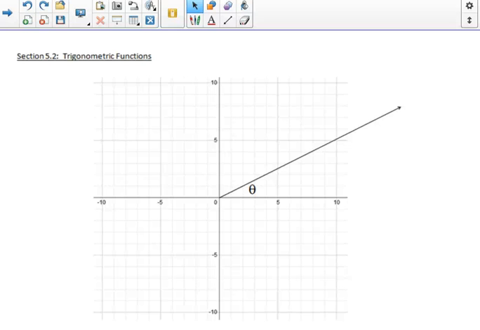Okay, here we go with trigonometric functions. There's going to be a small handful of things you have to kind of memorize as we go through. The good news is, after we go over this, you're going to want to practice this right away.